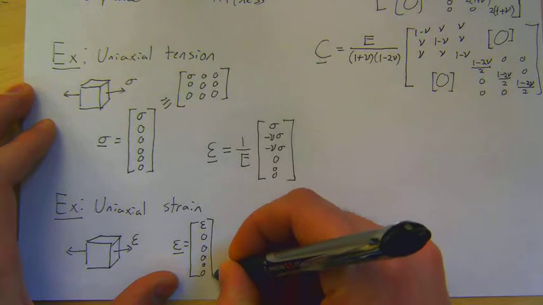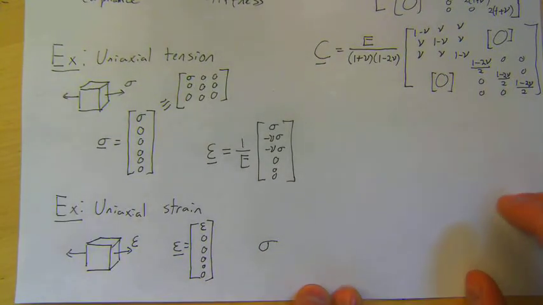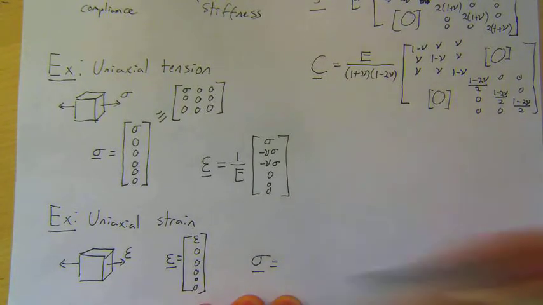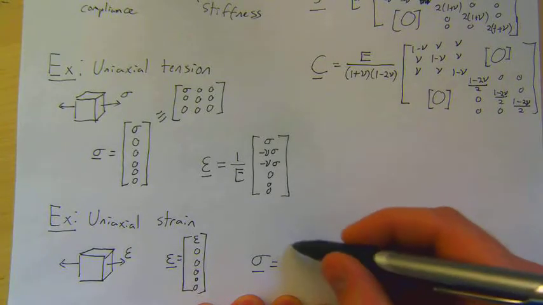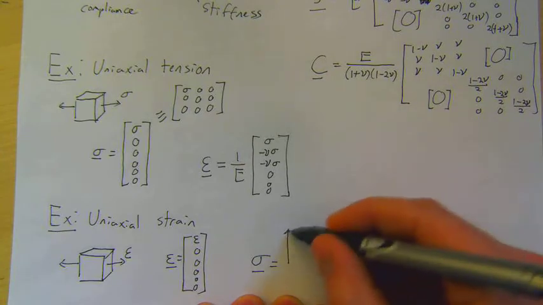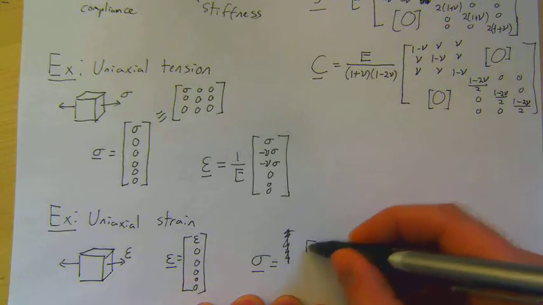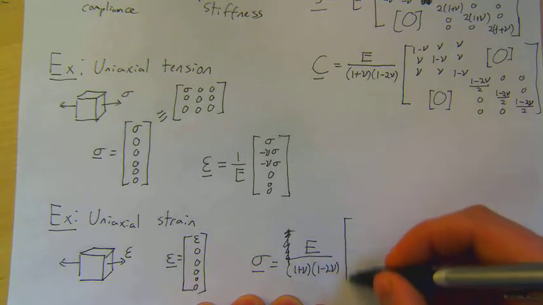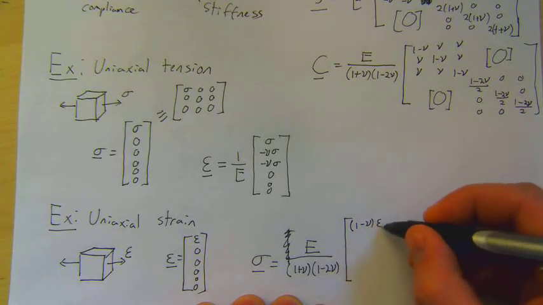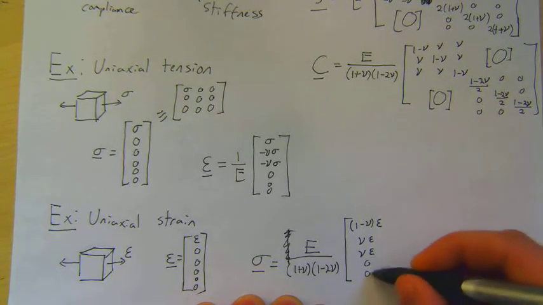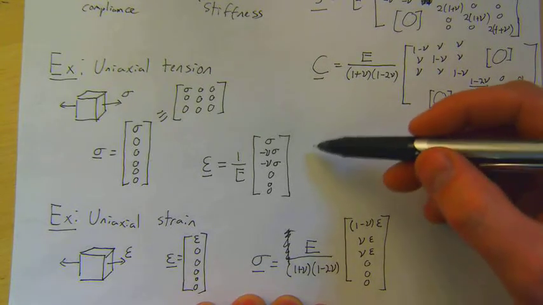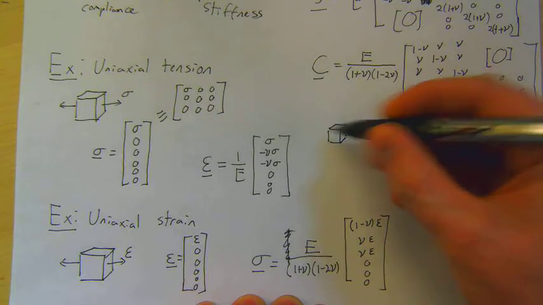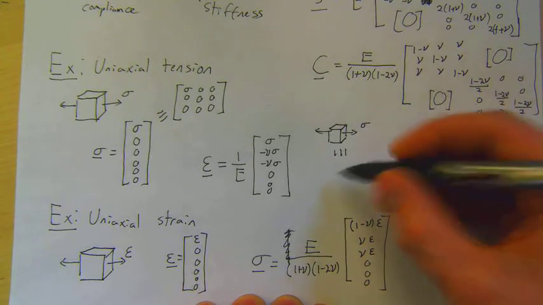If I use this strain and plug it into my stiffness tensor, the stress that pops out is E over 1 plus nu, 1 minus 2 nu, times 1 minus nu, epsilon, nu, 0, 0, 0. Where for the uniaxial tension case, this is saying if I take a block and stretch it out with some stress sigma, this turns into some strained body. It'll strain out.